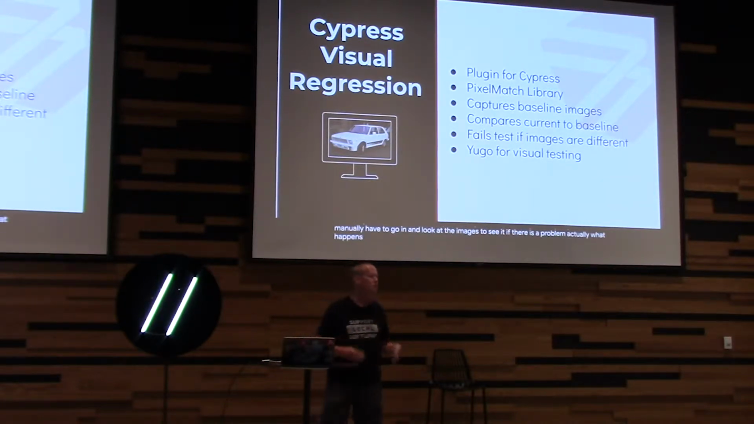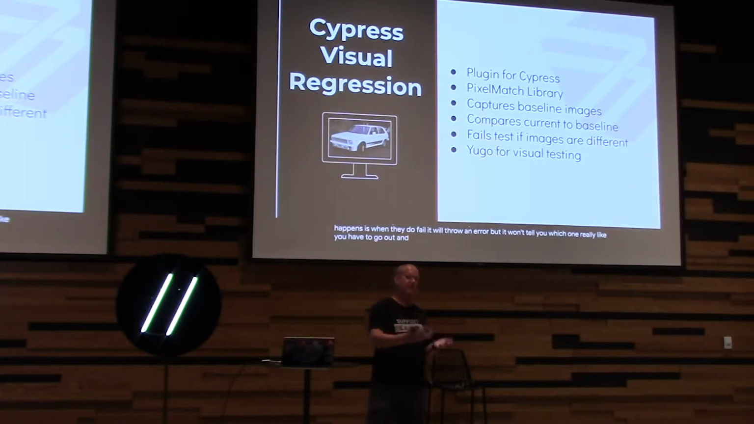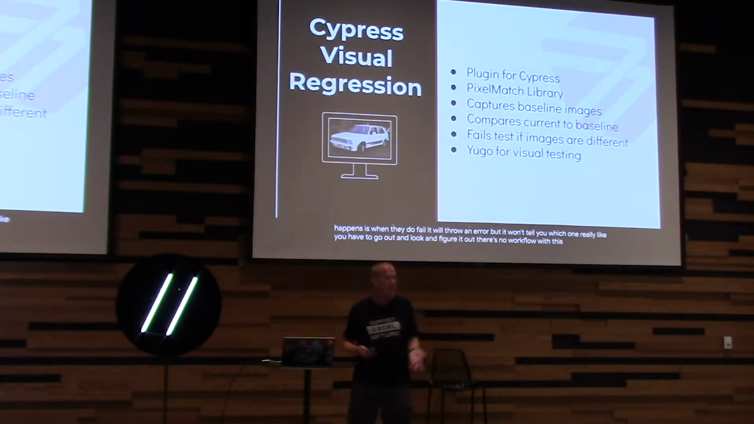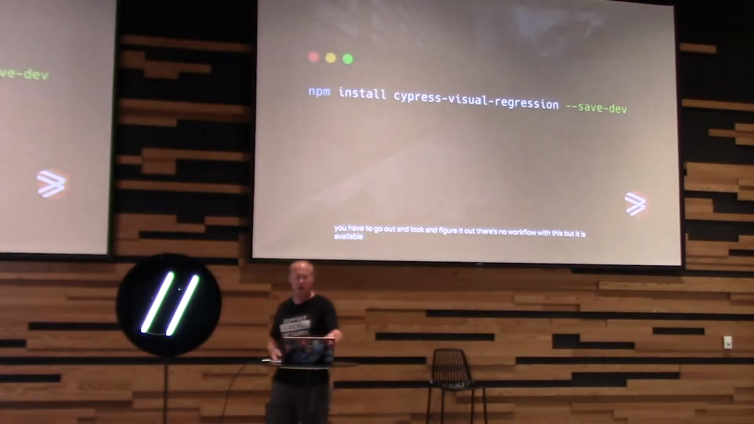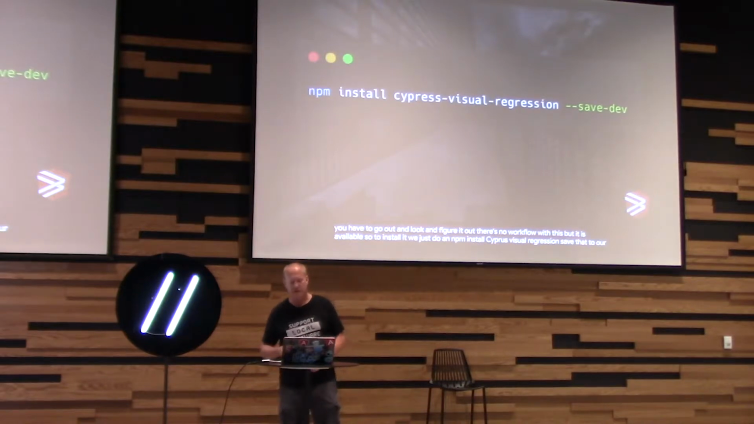Actually, when they do fail, it'll throw an error, but it won't tell you which one really. You'll have to go out and look and figure it out. There's no workflow with this, but it is available. So to install it, we just do an npm install cypress-visual-regression, save that to our dev dependencies.